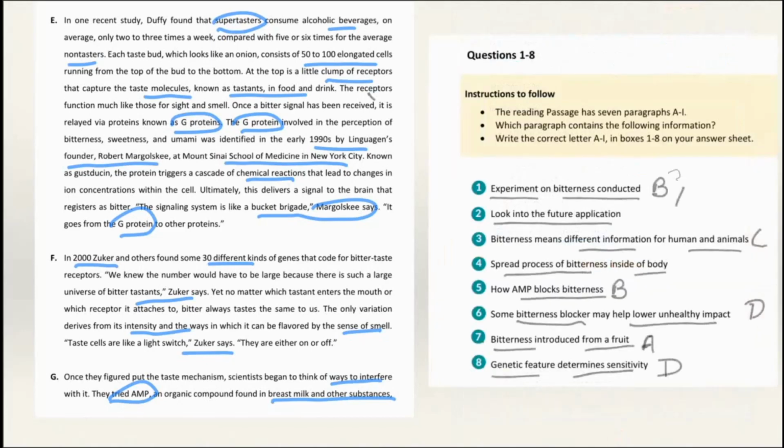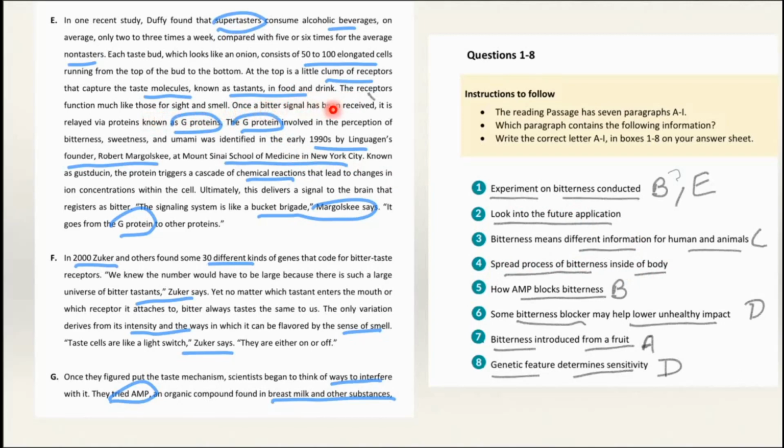Now move to find the information question for E paragraph. They mention an experiment here, this recent study. So I'm not going to think twice, but I'm just going to write down E in front of first question here. Second question, did they talk about any future application? No, they didn't. You guys can pause this video and try to see if they talk about it or not. Did they talk about plants or animal here? No, they didn't. So fourth question is spread process of bitterness inside of body. Did they talk about this thing? Yes. Check from sixth line.